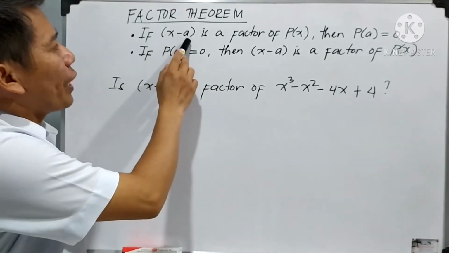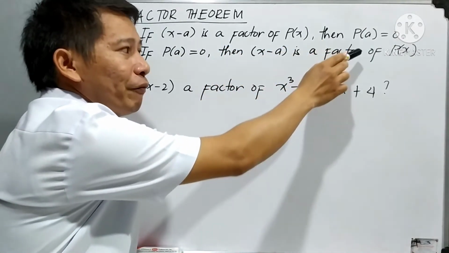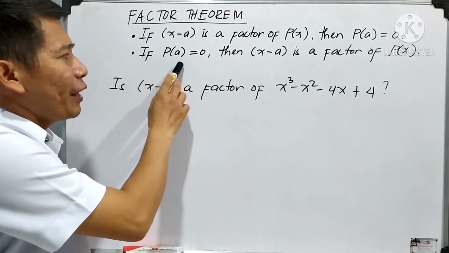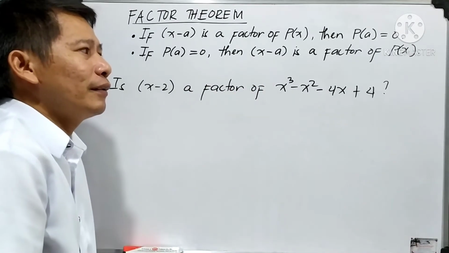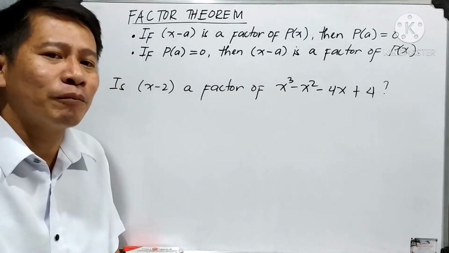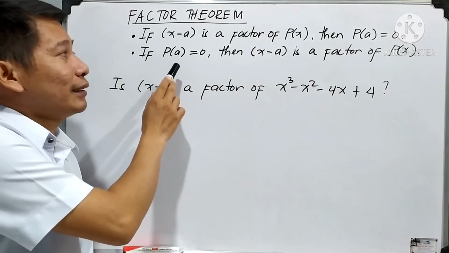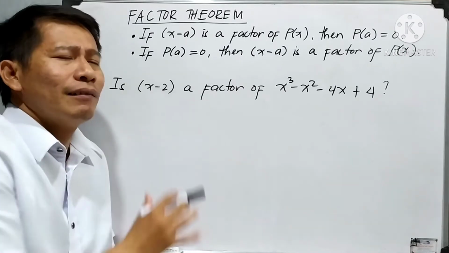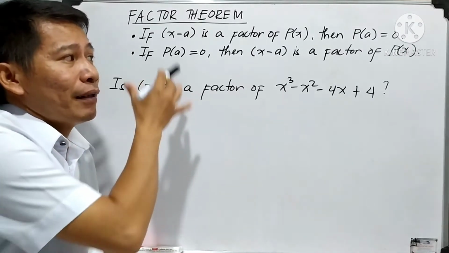If x minus a is a factor of p of x, then p of a is equal to 0. If p of a is equal to 0, then x minus a is a factor of p of x. Actually, the second statement is just the converse of the first statement. And what does it mean? What does this statement imply?